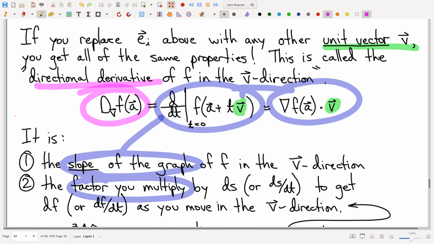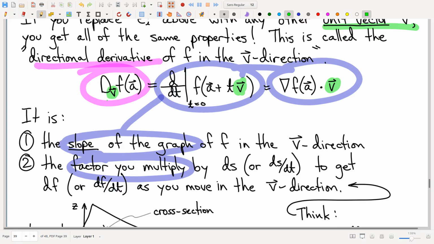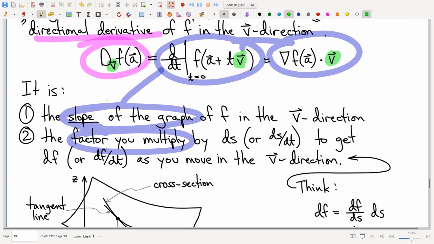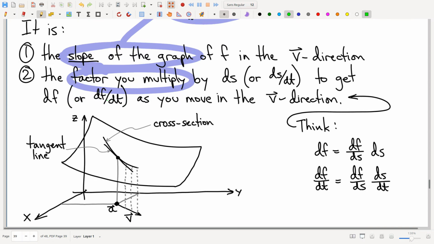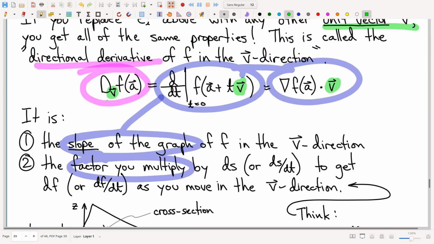Okay. In fact, why don't I go ahead and highlight that as well. So, there you go. This is what a directional derivative is. It's a rip-off of the idea of a partial derivative applied in any other unit vector direction. Really nice. We all of a sudden instantly know tons of things about directional derivatives.